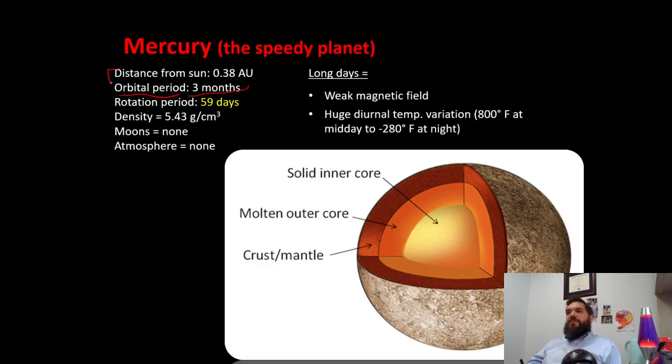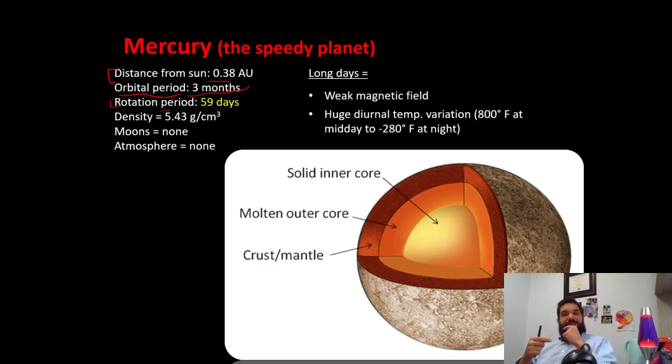The distance from the sun is very short, right? Only 0.38 AU. So it's 38% of the distance from the sun as we are. Another thing that's kind of interesting about Mercury, notice the rotation period, how fast this thing is spinning on its axis. It's 59 days. So that means there's really only like 2.5 days per one of their years.